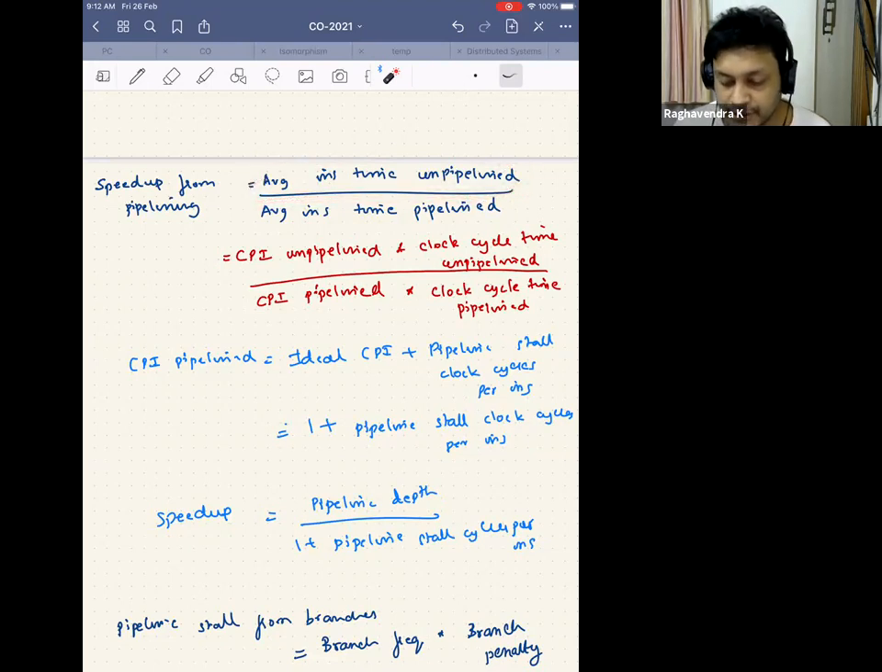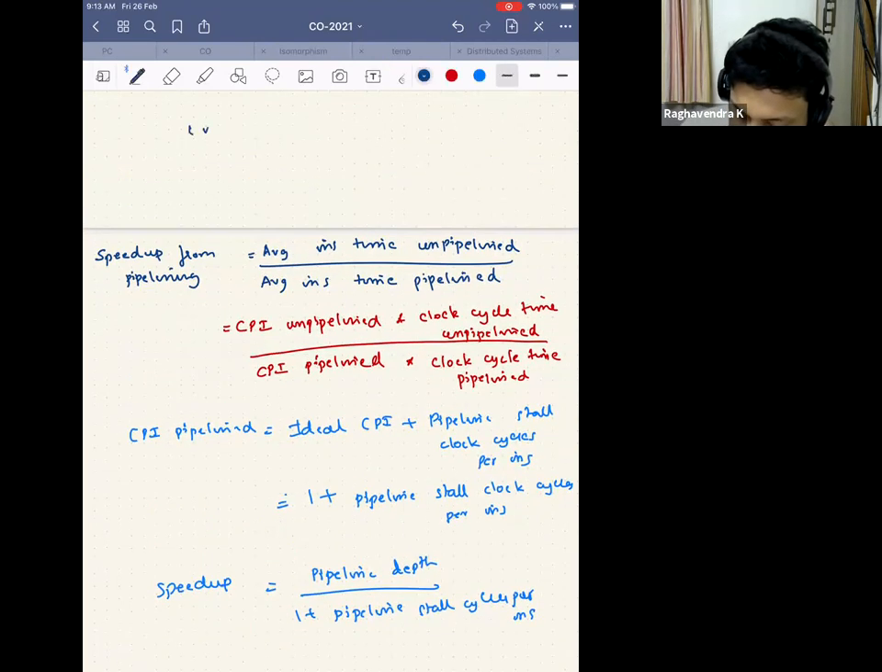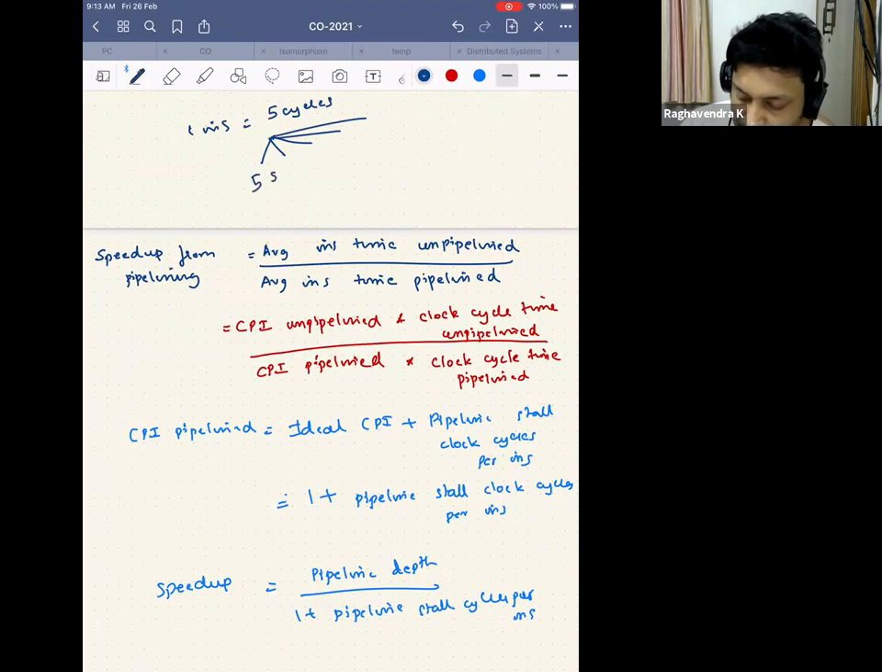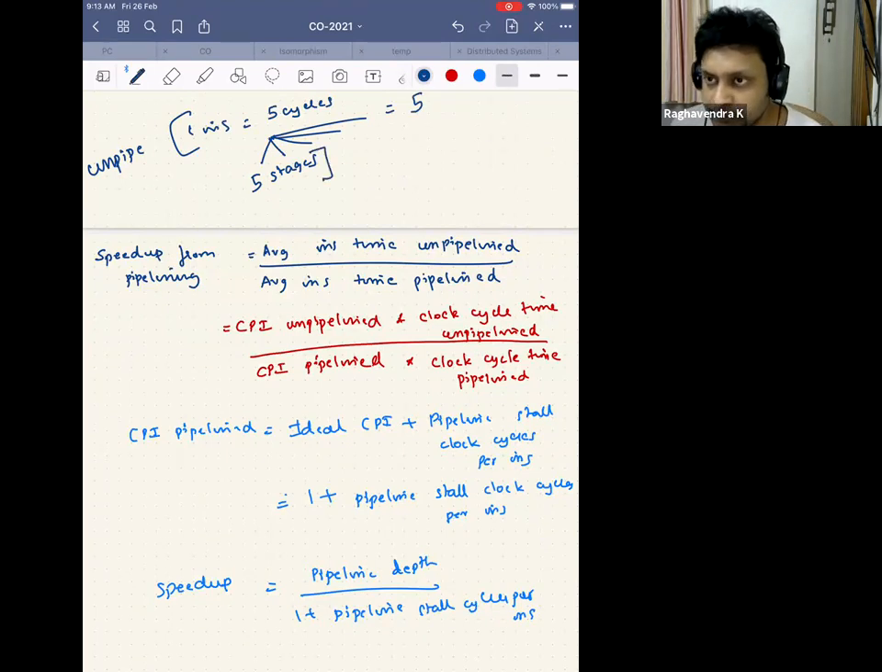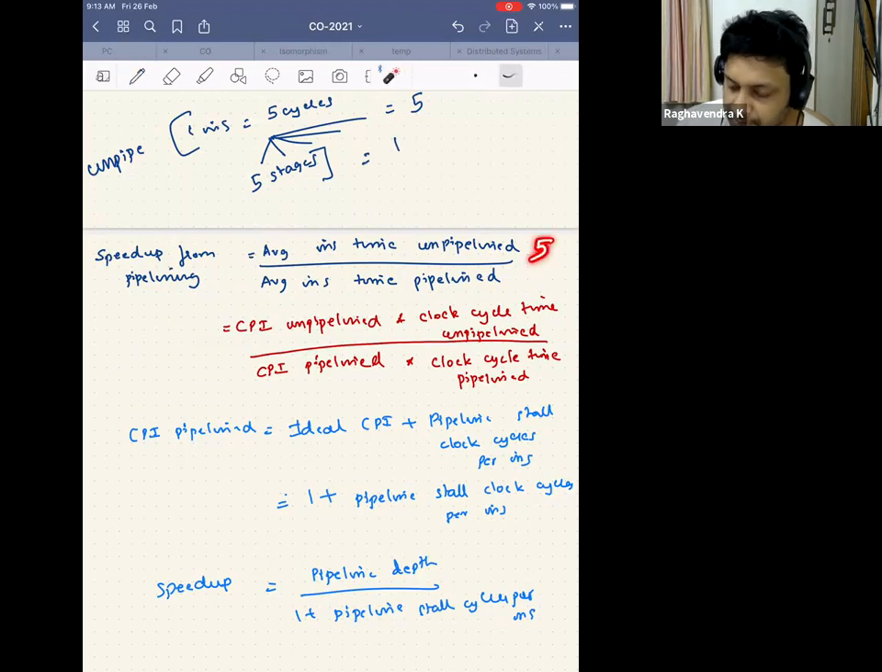In this example we already saw, one instruction was taking 5 cycles, and we divided these 5 cycles into 5 stages of the pipeline. For the unpipelined processor, the average instruction time is 5 cycles. If I ignore the pipeline startup time because it's very minimal, that is, for the first 4 cycles I will not get any instruction out, after that I get one instruction out every clock cycle. So the average instruction time for the pipelined processor is 1. It is 5 divided by 1, so the speed up is 5.